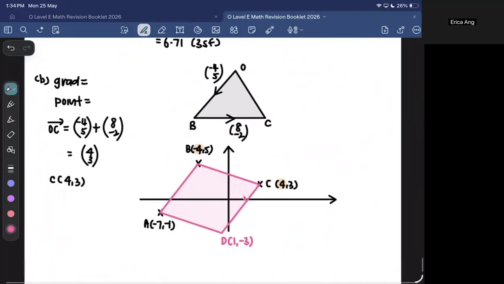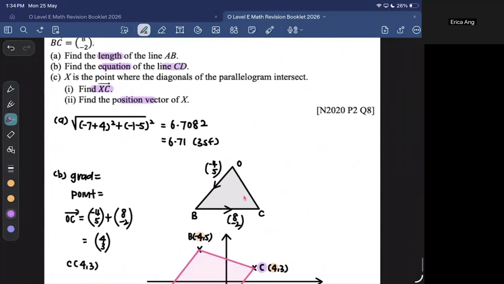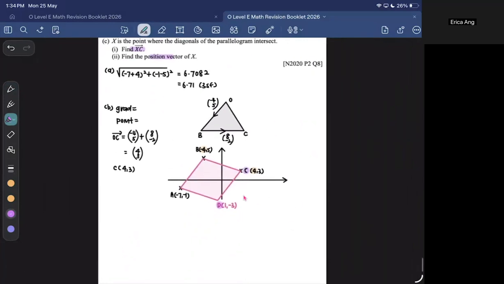Alright, so beautiful, I got these 2 points ready. I have point C, point D. I can easily find the equation of CD. So let's find the gradient. I'm going to fast forward. So my gradient is minus 3, 1 minus 4. So my gradient is 2. Make sure you can get that, okay?